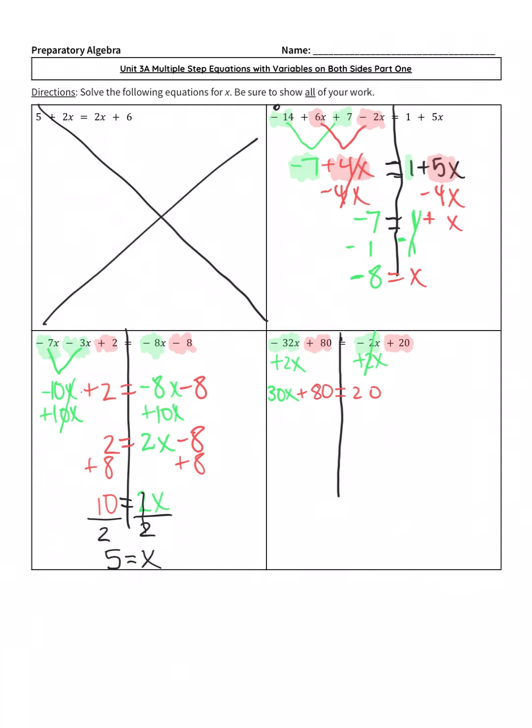My next step is to continue to combine like terms across the equal sign. I'm trying to get my variable by itself, so I need to move my 80 over here. In order to do that, I do the opposite, so I need to subtract 80 and subtract 80. This is equal to 0, so it is gone. And I am left with 30x is equal to 20 minus 80, which is negative 60.